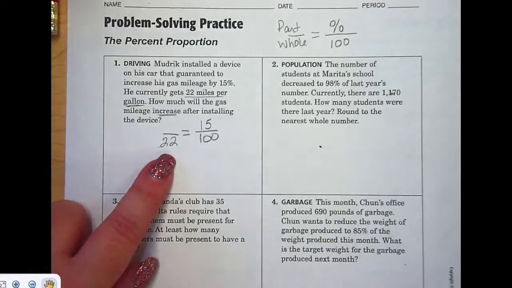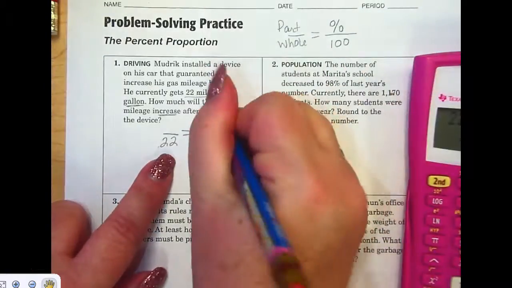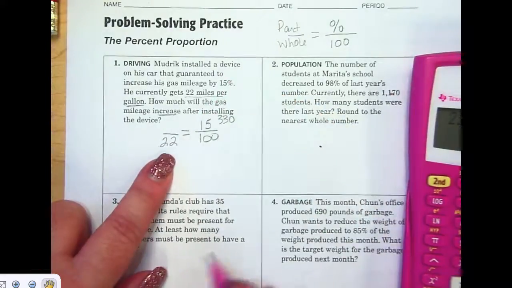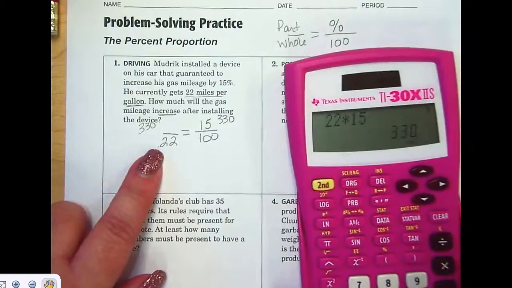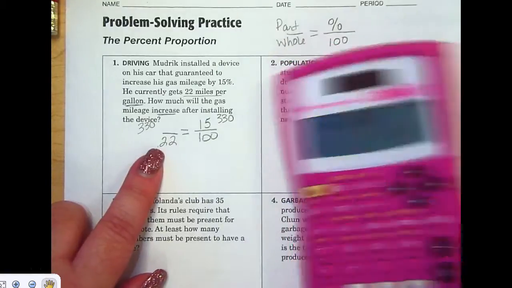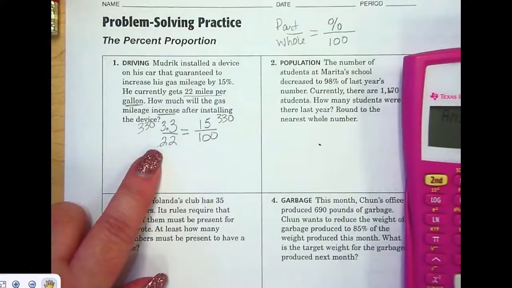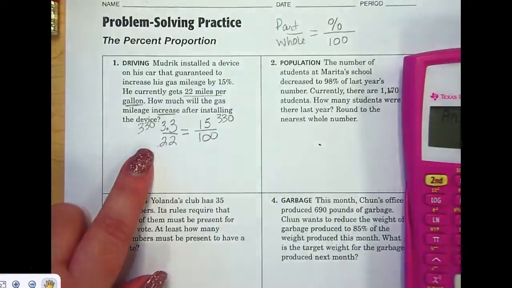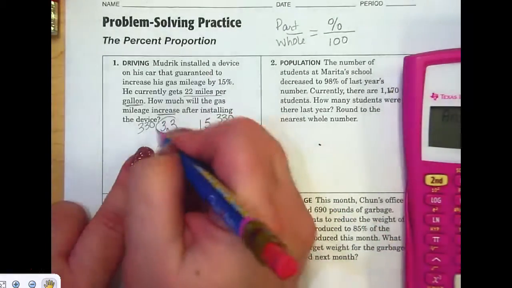22 times 15. We get 330. And what do we do now? 3.3. And so, am I done here on this problem? No, why? We need words. Word problems need words in the answer. So go back and read your last sentence.